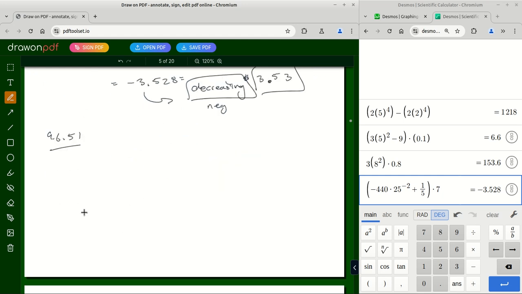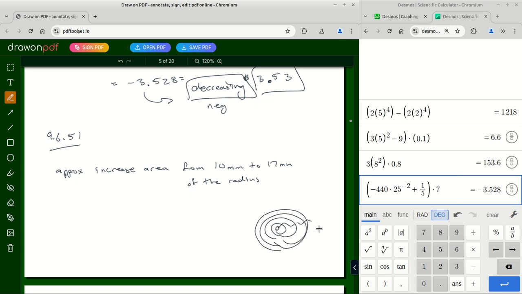So last problem. It says, again, like we've seen a lot of times, approximate the increase of the area from 10 millimeters to 17 millimeters of the radius. And I think this is like a pool of water, like you throw a stone in and it goes like wumpa wumpa wumpa, something like that. And they give you a formula. It's pi r squared for a circle. They give you all this stuff for radius and all that stuff.